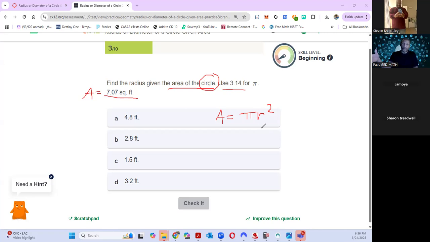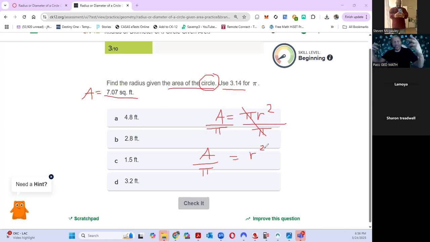So if I'm multiplying r squared by pi, what's the opposite of multiplication? Division. So I'm going to divide by pi. Whatever I do on one side, I've got to do to the other. Okay, so now those pi's cancel. I get area divided by pi is equal to r squared.